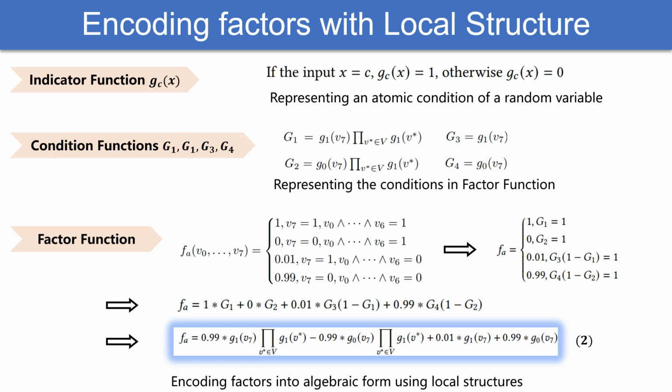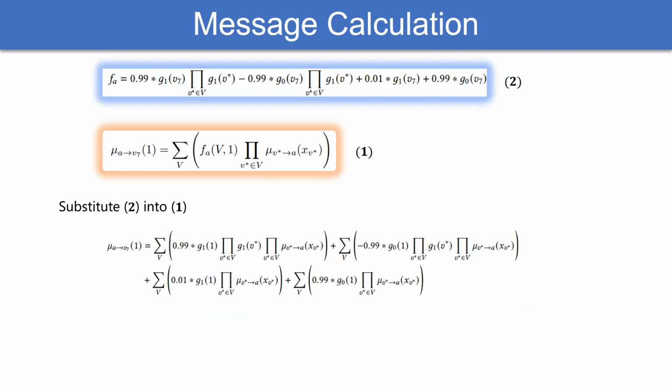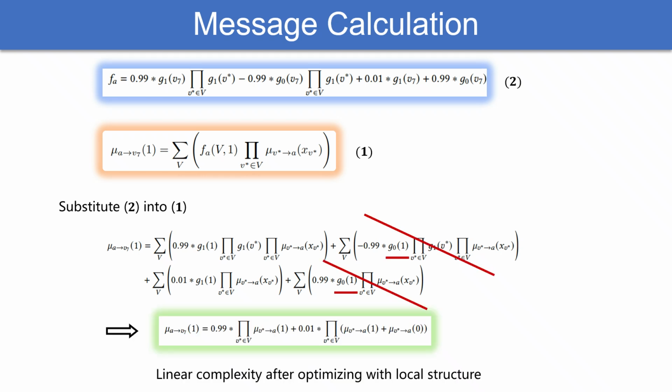After expanding the conditions back into the indicator functions, we can simplify the factor function into a linear algebraic expression as equation 2. Now we have the factor function expression 2 in linear representation. Substituting it back into expression 1 of the loopy BP message calculation, we can get the following formula. Notice that G01 should be 0. We can further simplify this formula to its green form, representing a linear computed expression for loopy BP messages.